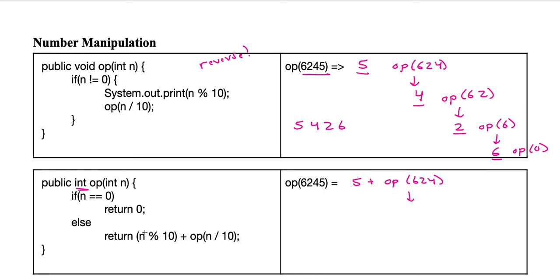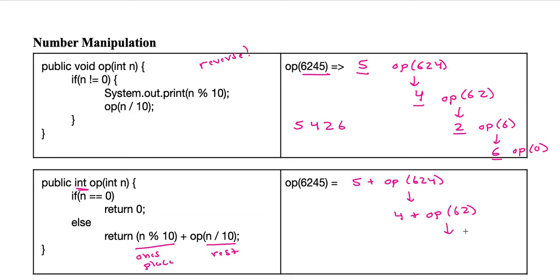It's not the base case, so once again, this gives you the ones place, and this gives you the rest. All right, so it's supposed to be the ones place of 624, so that's 4, plus the operation on the rest of the number, which is 62.